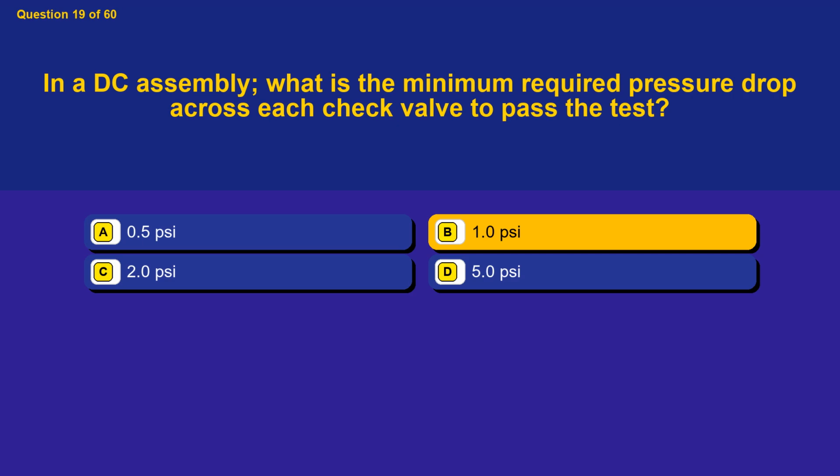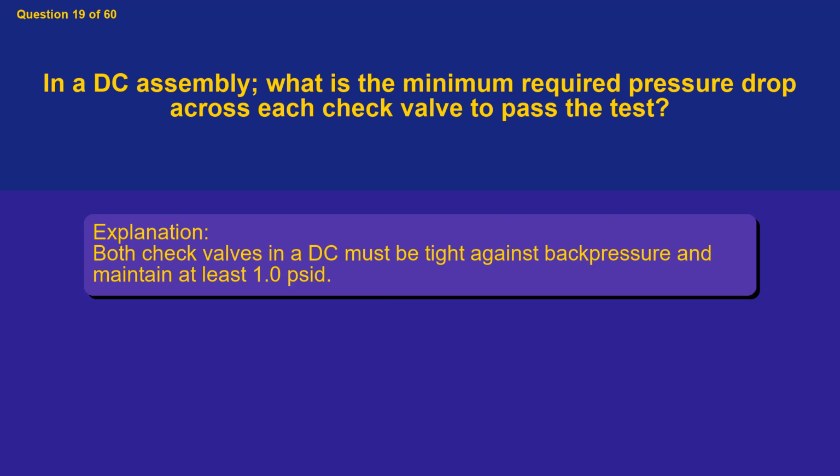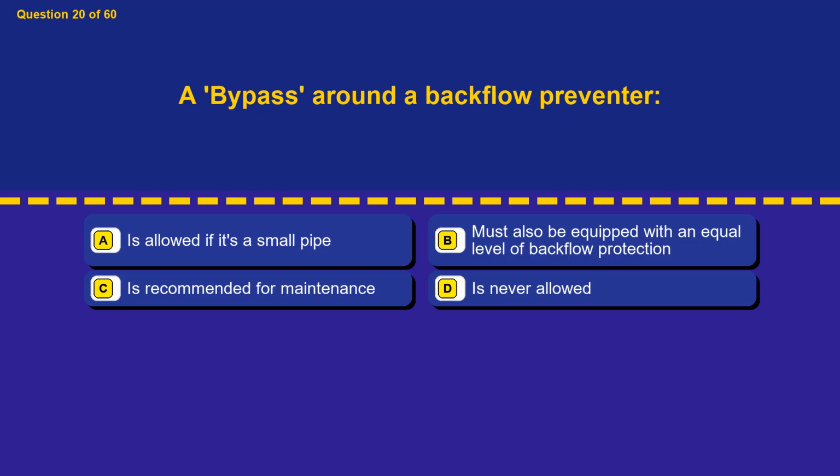The correct answer is option B, 1.0 psi. Both check valves in a DC must be tight against back pressure and maintain at least 1.0 psid. Question 20. A bypass around a backflow preventer.